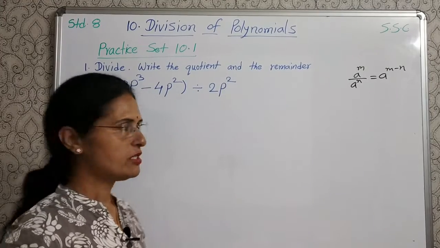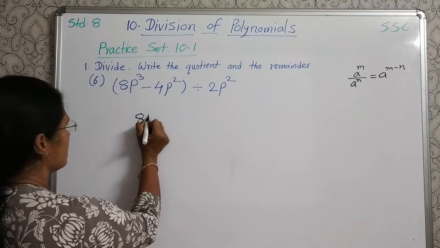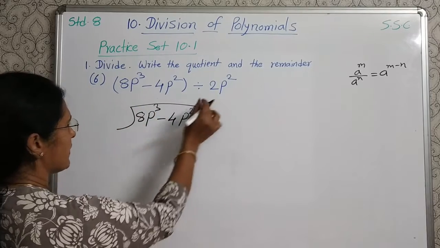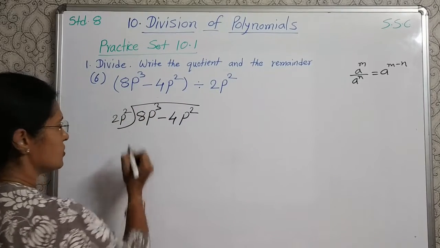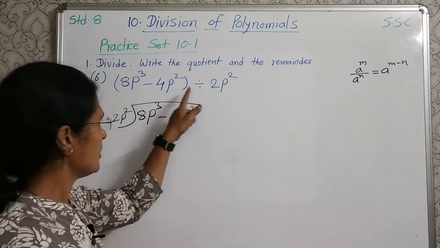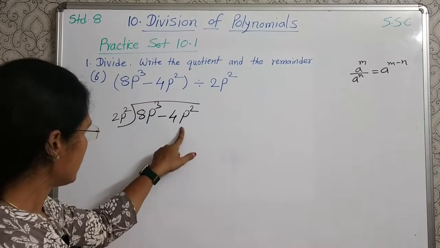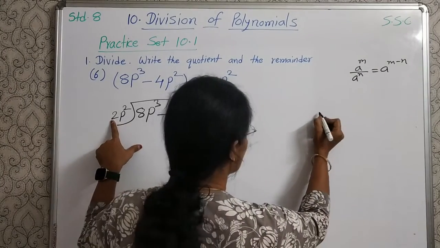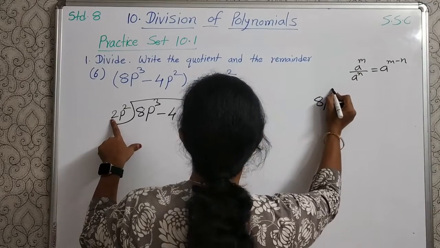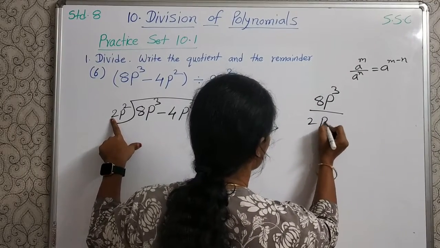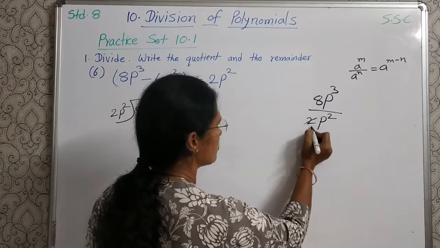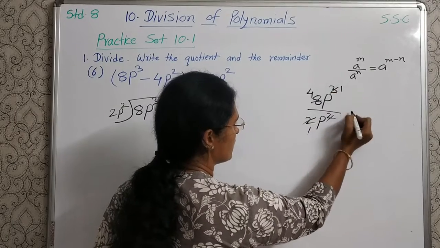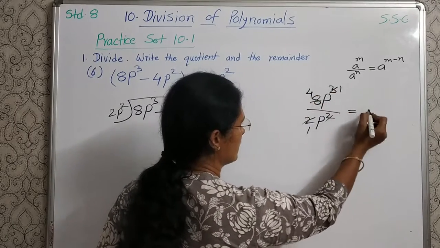Let us solve question number 6. 8p cube minus 4p square divided by 2p square. Now this is a binomial divided by monomial. So from this binomial we'll take the first term and divide it by 2p square. So 8p cube by 2p square. Now solve this. 2 ones are 2, 2 fours are 8. Using this law 3 minus 2 is 1. So the quotient is 4p.